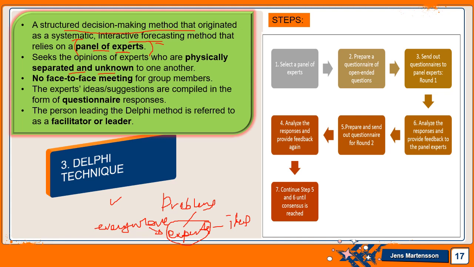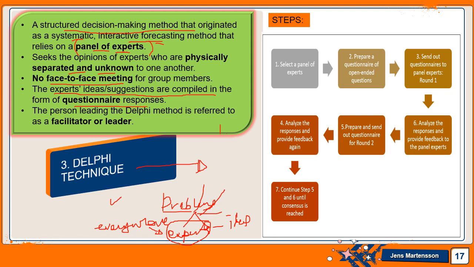Setiap expert ni yang diambil sebagai group member untuk solve the problem, they do not know each other. And they don't see each other face to face. So there is no face-to-face meeting of the group members. So tak ada tempat meeting. They are everywhere. So the Delphi technique here is normally conducted online. Okay. Member nombor 1 dengan member nombor 2 tak kenal pun each other. The experts' ideas or suggestions are compiled in the form of questionnaire responses.